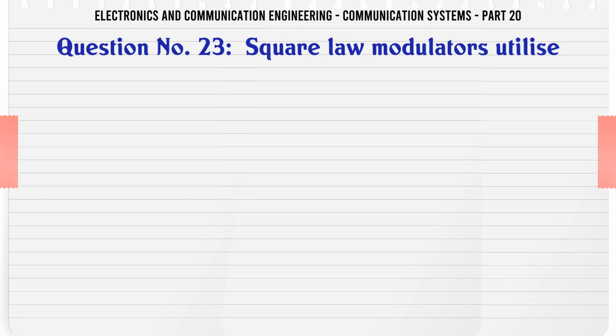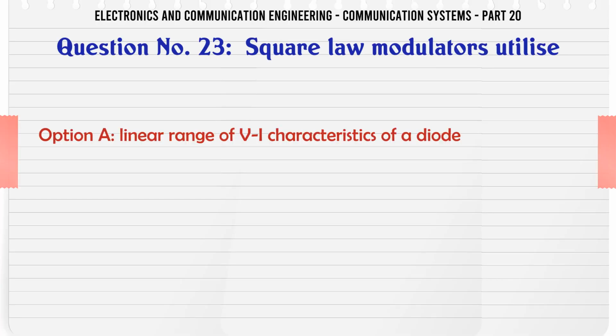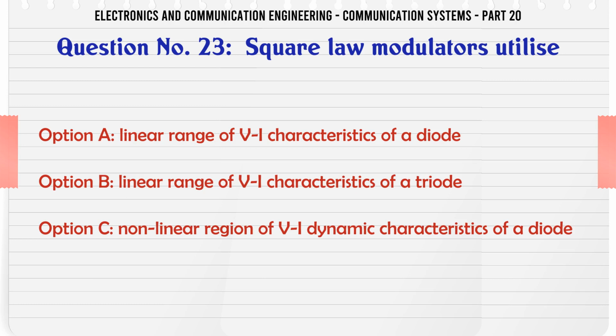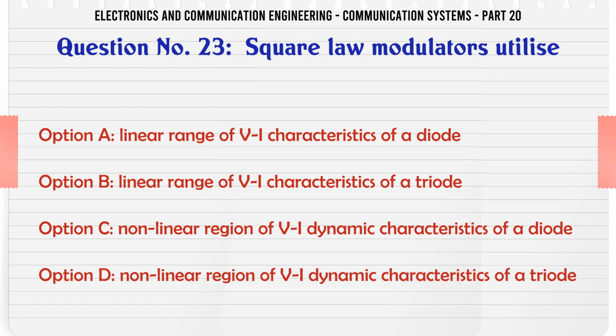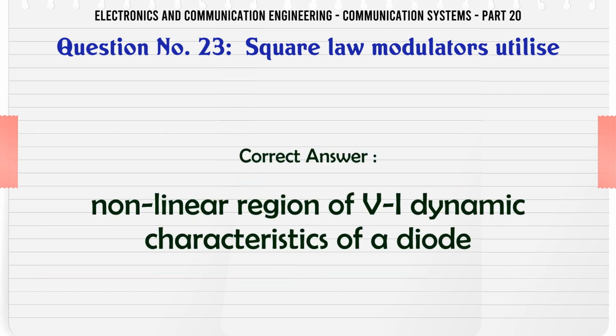Square law modulators utilize: A, linear range of VI characteristics of a diode; B, linear range of VI characteristics of a triode; C, non-linear region of VI dynamic characteristics of a diode; D, non-linear region of VI dynamic characteristics of a triode. The correct answer is non-linear region of VI dynamic characteristics of a diode.